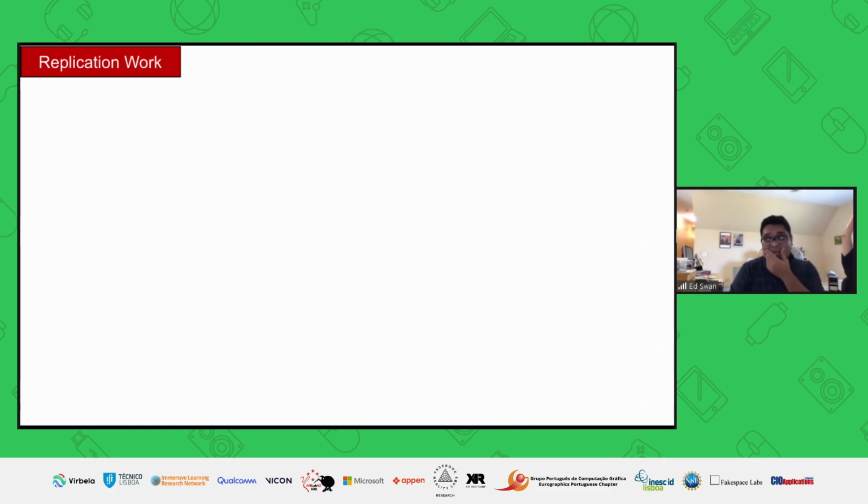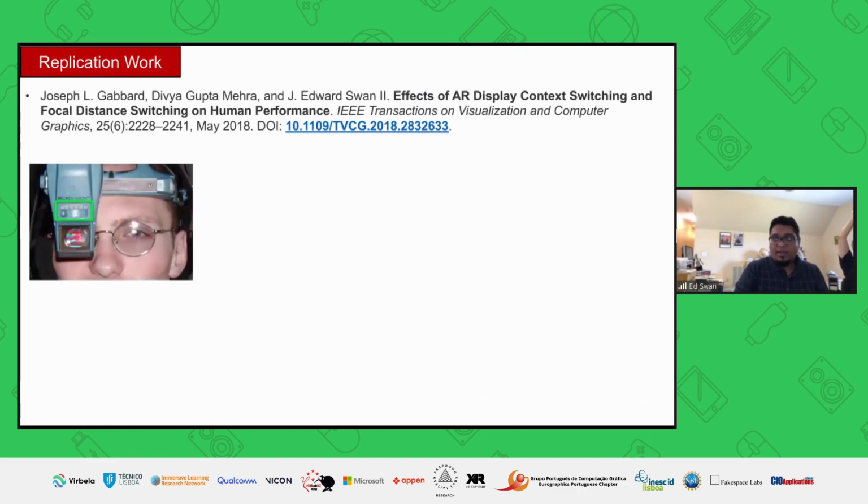So let's talk about replication work from our lab, how you actually want to perform a replication work. In 2018, a paper was published by Gabbard, Mehra, and Dr. Swan, titled Effects of AR Display Context Switching and Focal Distance Switching on Human Performance. If you look at this picture, their experiment considered a very old Novet macrovision display, a monocular display, and a text-based visual search task.